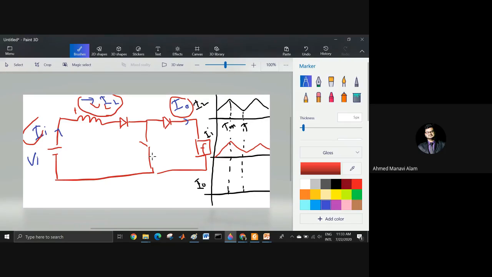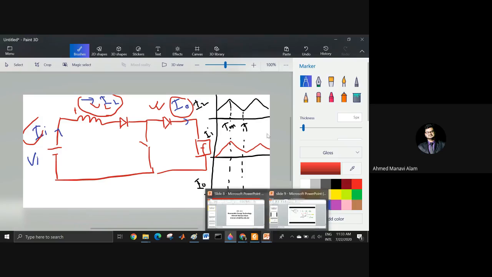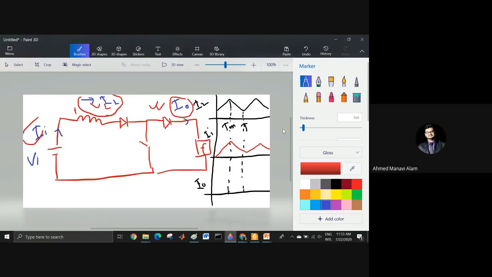Can anyone tell me in the comment section when I am getting the output current? Is it in the on state or in the off state? Can anyone tell me where I am getting the current? Off state. Very good, off state, because this portion is on during the off state. So the wave shape of the output current will be something like this.